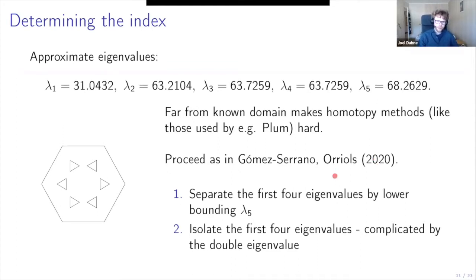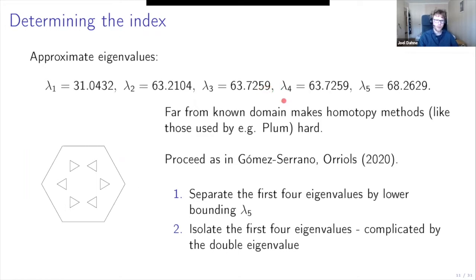And it's in two steps. The first step is that we separate the first 4 eigenvalues by computing a lower bound for lambda 5. So we'll compute a lower bound for this eigenvalue, which means that we know that the only eigenvalues which are lower than this lower bound are these 4. Once we've done that, we will isolate these first 4 eigenvalues, so we can know the index of them. This will be complicated by the fact that there is a double eigenvalue, or at least a very clustered eigenvalue. So we'll have to deal with that as well.